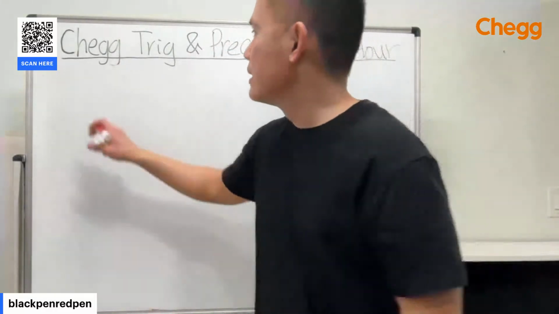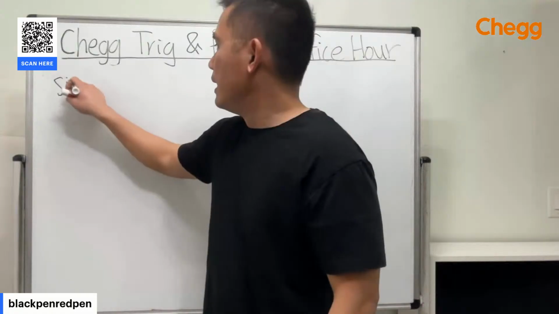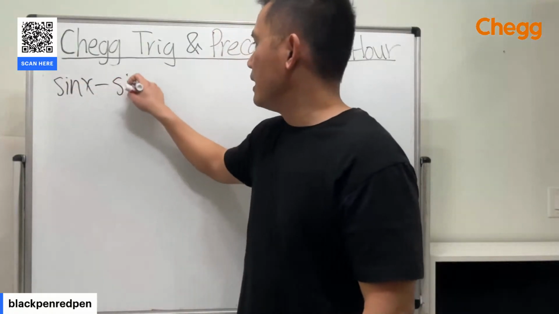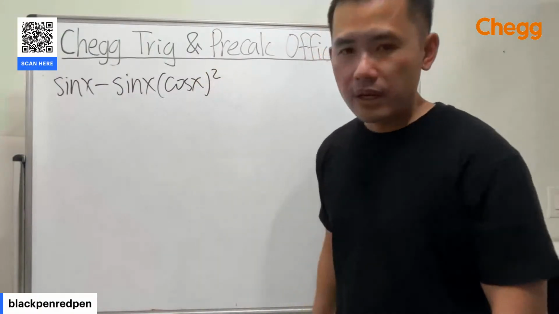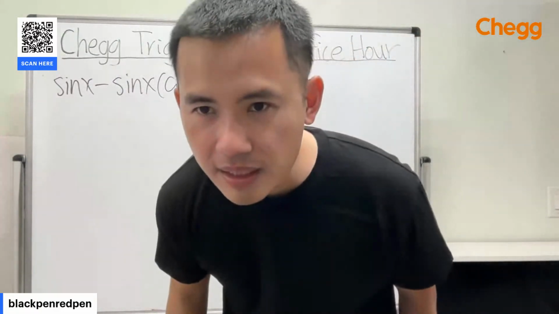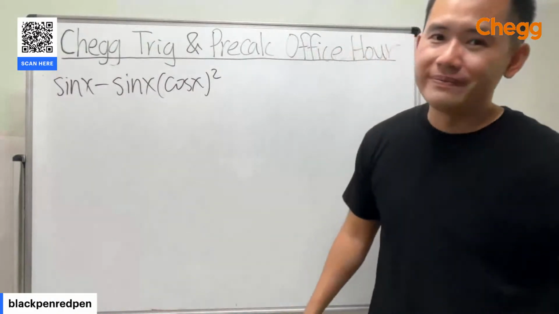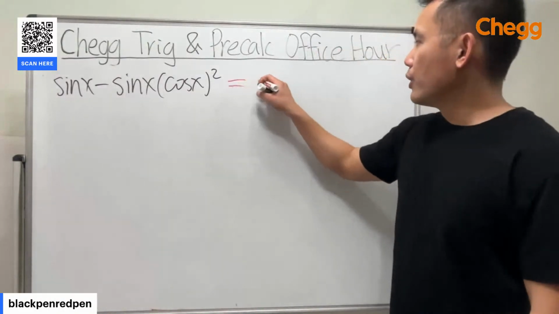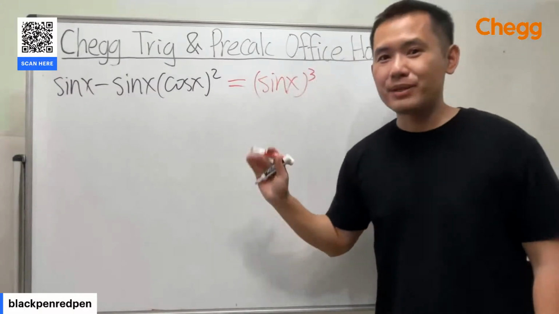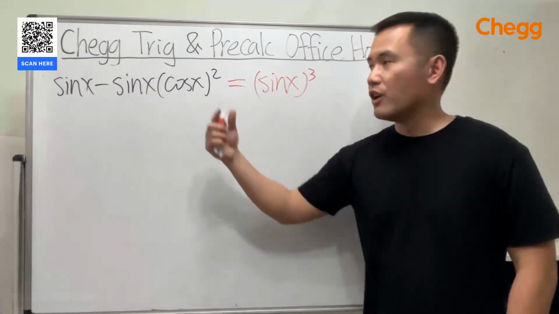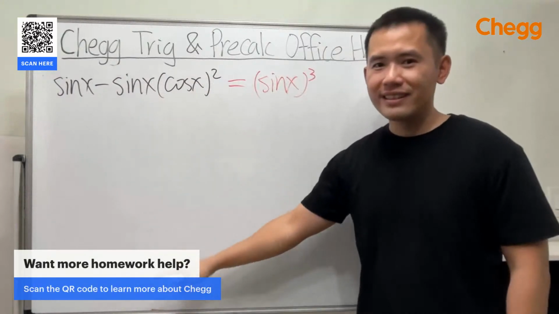verify that sine x minus sine x times cosine x squared, this right here actually gives us sine x to the third power. So I'm just going to write this down, but I'm not going to touch it. So let's see how we can do it. From the left, do all the work, and then get to the right.